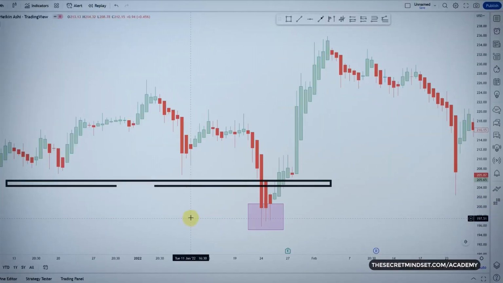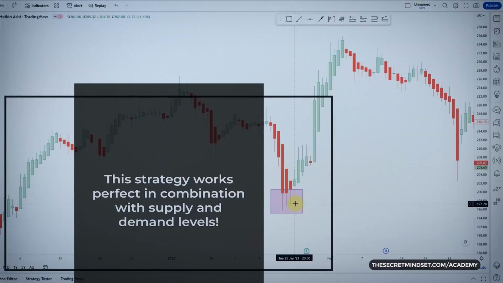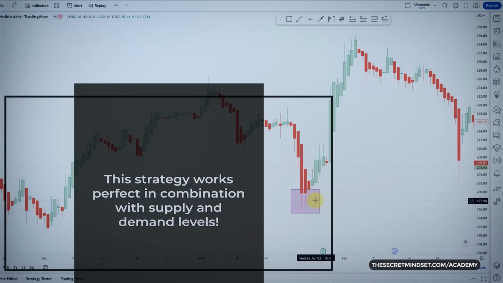Now, this strategy works perfect in combination with supply and demand levels. If you want to learn to trade them on Heikin-Ashi charts and not on classic candlestick charts, you definitely must watch this video.